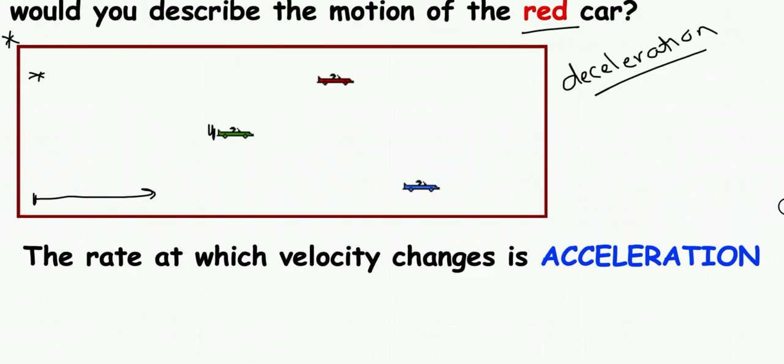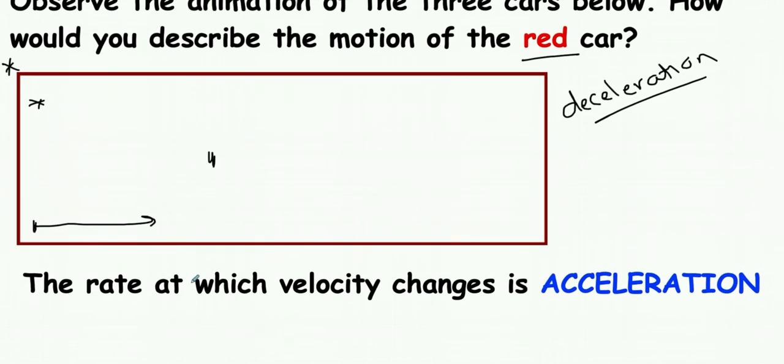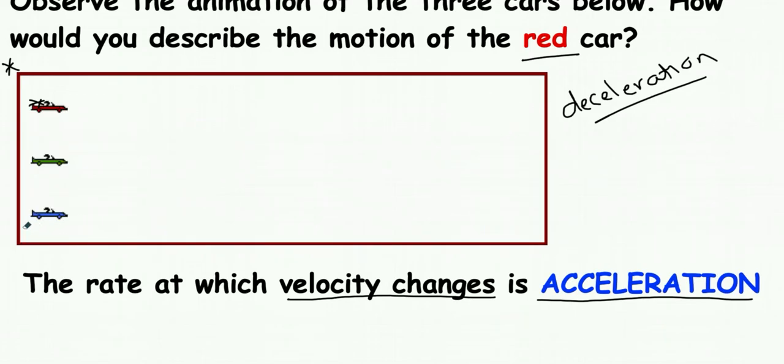All right, so the rate at which velocity changes, as we discussed in the last one, is called the acceleration. So we could draw graphs for that. We can look at motion diagrams for that. Whatever works, okay? Let's say the blue one here, we could draw a graph for that. I would say that the acceleration for the blue one is fairly constant.